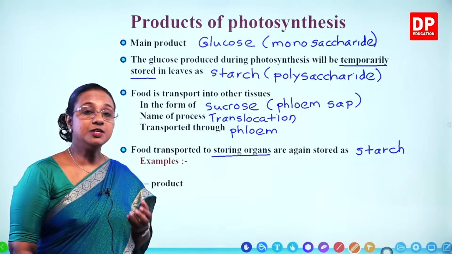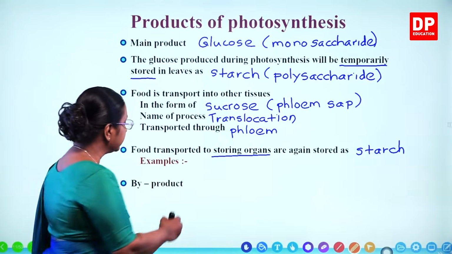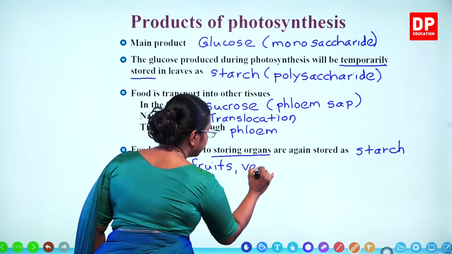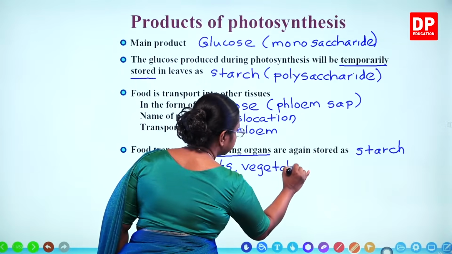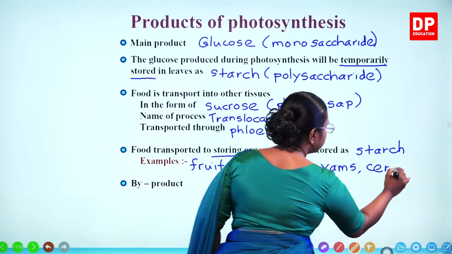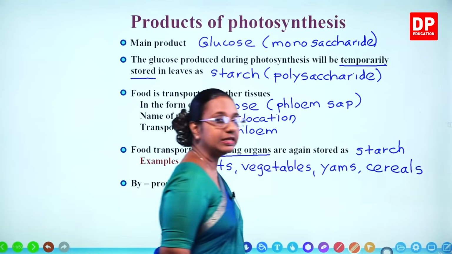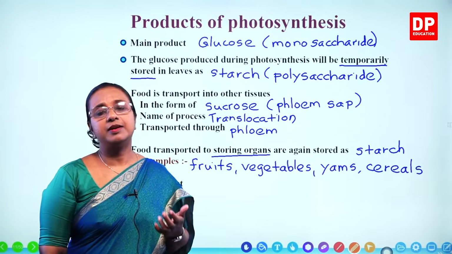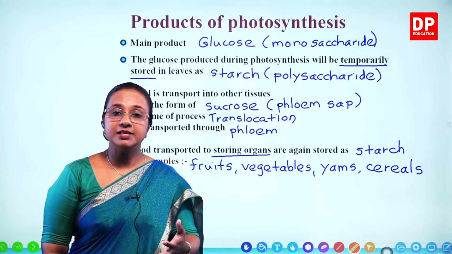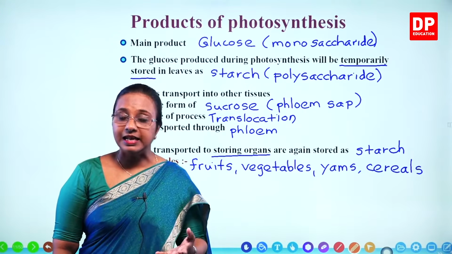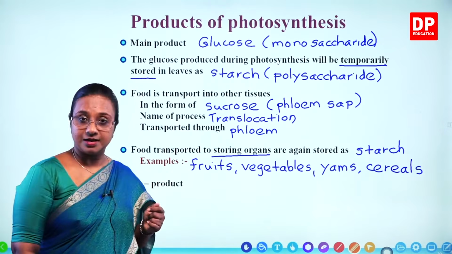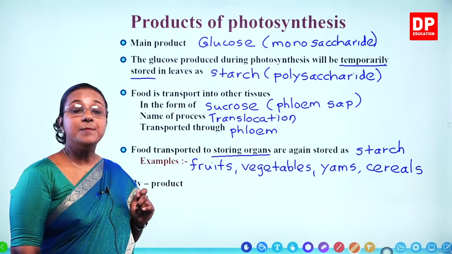Starch is present as the storage carbohydrate, and it is present in fruits, vegetables, yams, cereals, even lentils. You all know many different types of food that contain lot of starch. For example, potato, rice, different types of yams, lentils, fruits like banana, all these contain starch. So this is the main product.